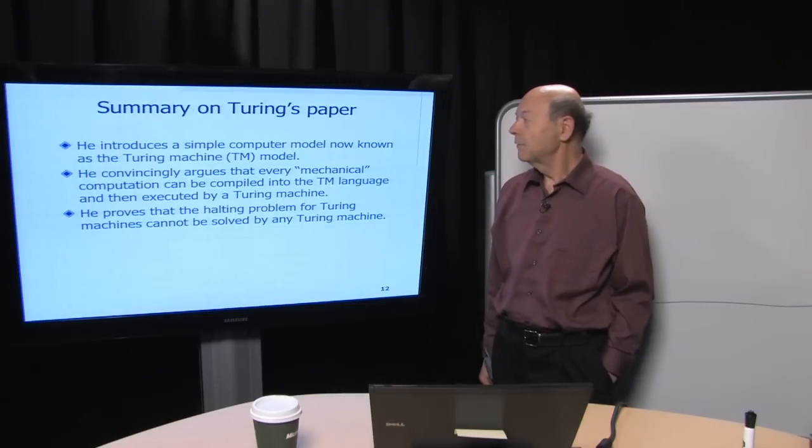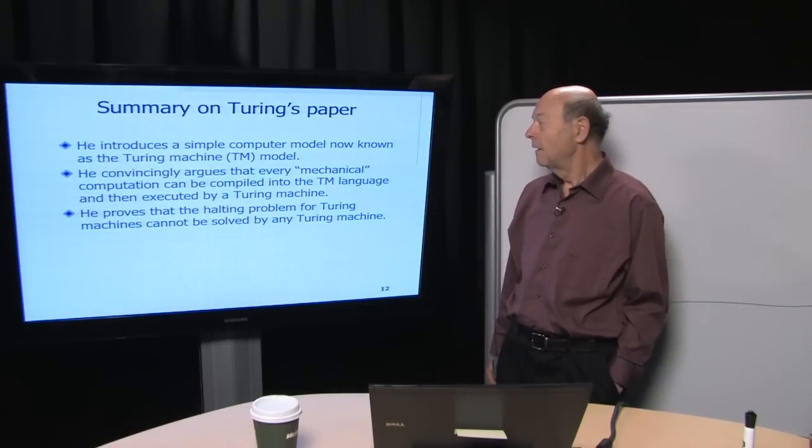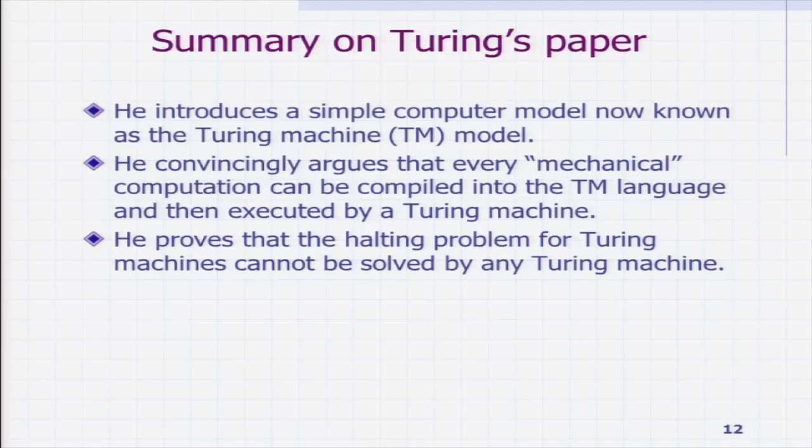So let me summarize what Turing did. He introduced a very simple computer model, known today as the Turing machine model. He argued very convincingly that every mechanical computation can be compiled into an appropriate Turing machine and then carried out or executed by such a Turing machine.